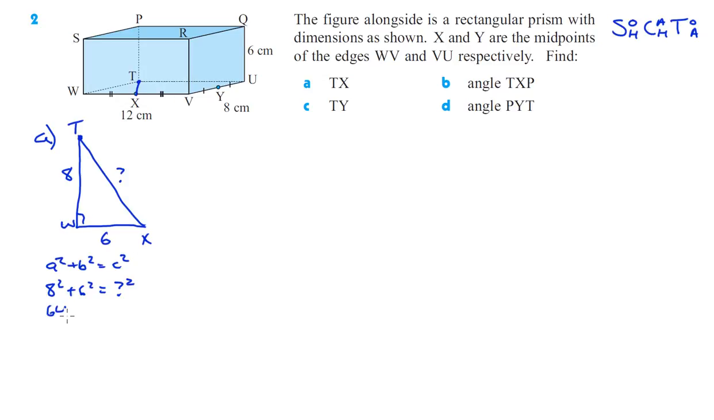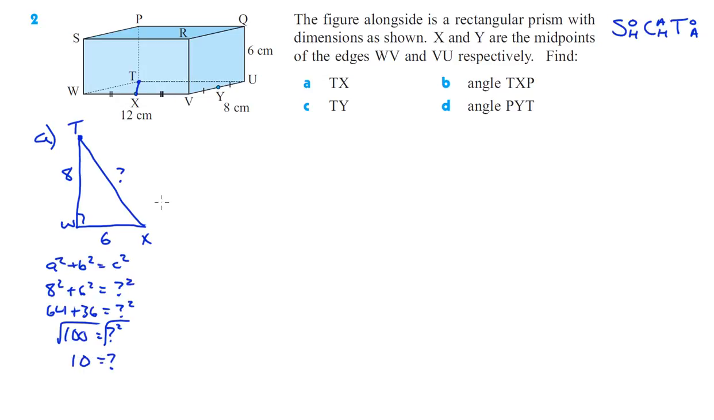So that's going to be 64 plus 36 equals our question mark squared. You add those together, that's 100 equals the question mark squared. We square root both of those and we get that the unknown side is plus or minus 10.